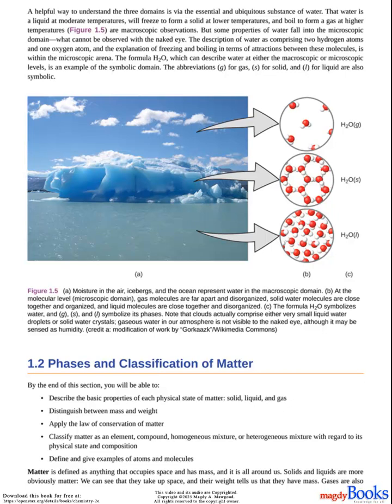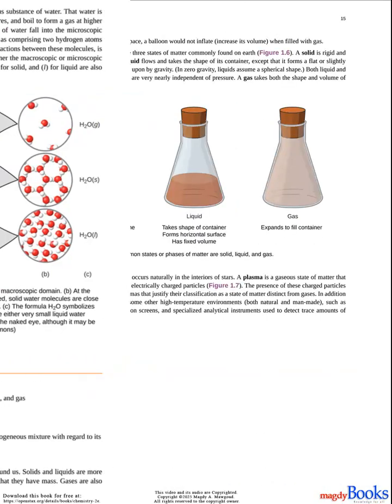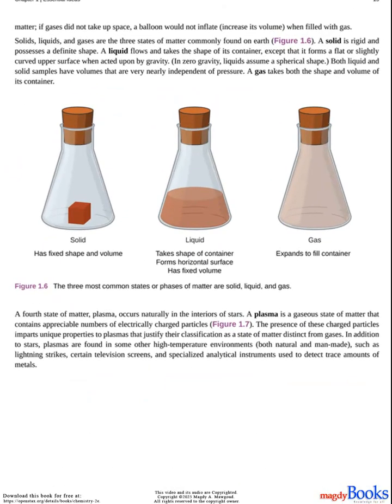5. Define and give examples of atoms and molecules. Matter is defined as anything that occupies space and has mass, and it is all around us. Solids and liquids are more obviously matter. We can see that they take up space, and their weight tells us that they have mass. Gases are also matter. If gases did not take up space, a balloon would not inflate (increase its volume) when filled with gas. Solids, liquids, and gases are the three states of matter commonly found on Earth, Figure 1.6.